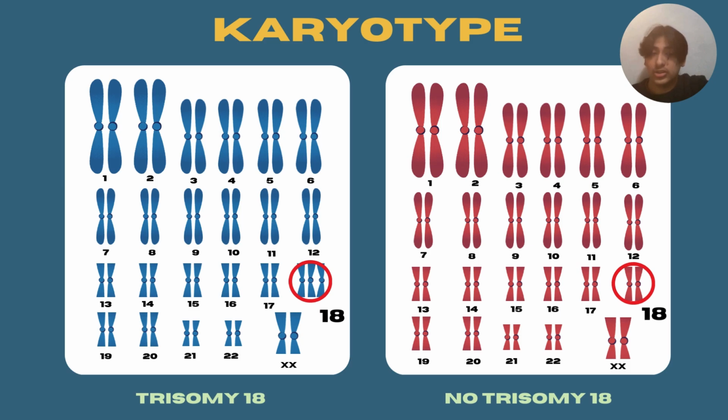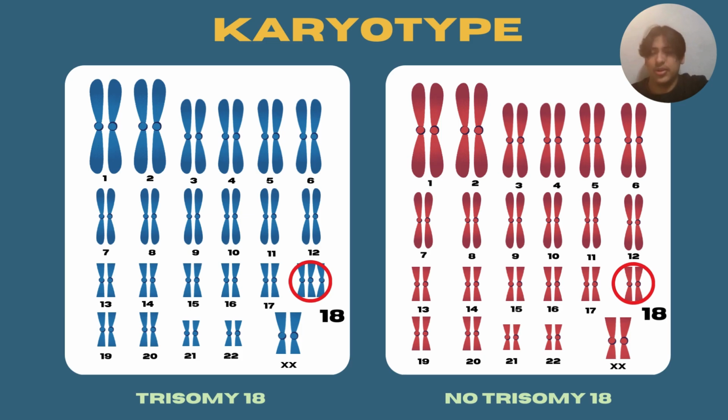In a normal karyotype, which we'll call the red karyotype, there are two chromosomes in the 18th position as there should be. This represents a typical structure of chromosome pairs. However, in the trisomy 18 karyotype, shown here in blue, the 18 chromosome pair has three copies instead of two. This is what we call trisomy, tri meaning three. This extra chromosome disrupts normal development, leading to medical challenges associated with trisomy 18.